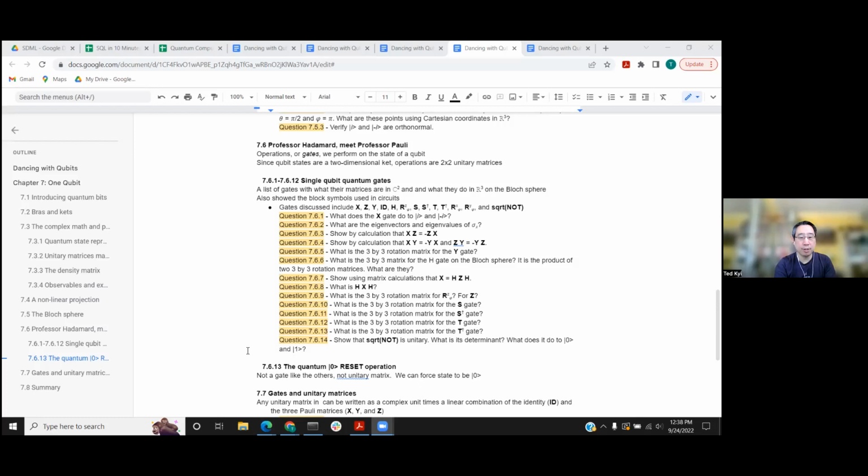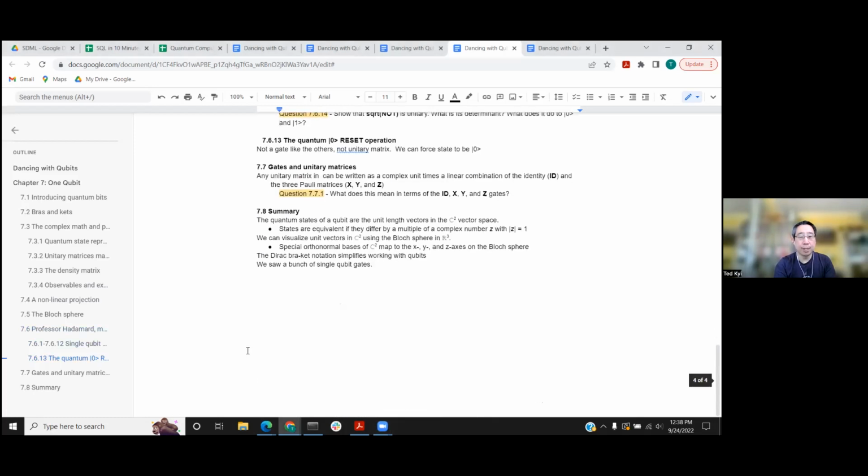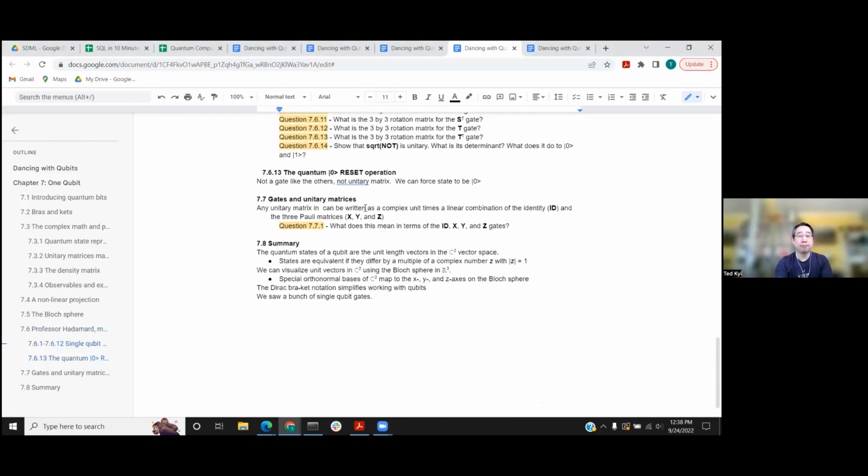All right, a quick note here that in our circuits, we're going to see this 0 ket reset operation. That is not a gate, but certain quantum computers allow you to simply say, I've been tracking a certain qubit, and now I just want the 0 ket there over again, and that's a legal operation.